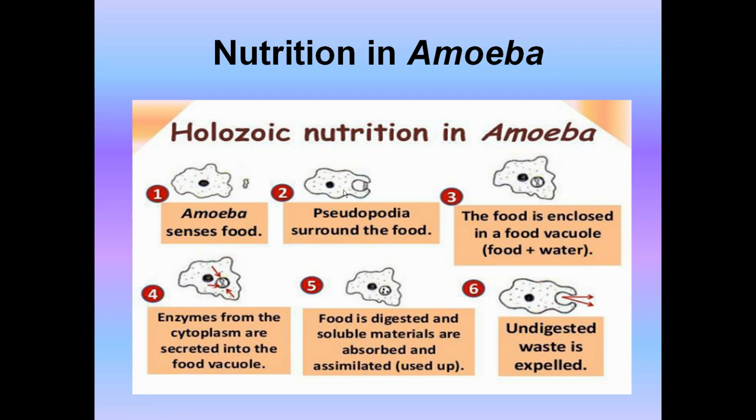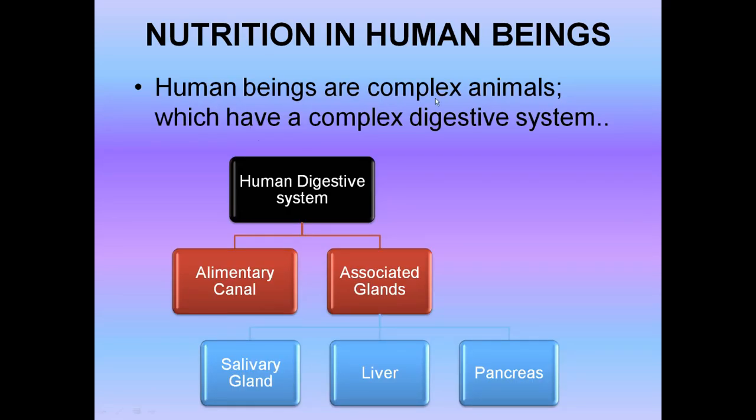Okay? Now, moving to the very important part, that is nutrition in human being. As you know, human beings are very complex. In what term? Human being is so complex from the rest of the organism. One aspect we are going to deal over here, that is human digestive system. Human digestive system is very complex. As you can see, it comprises of alimentary canal along with associated glands.